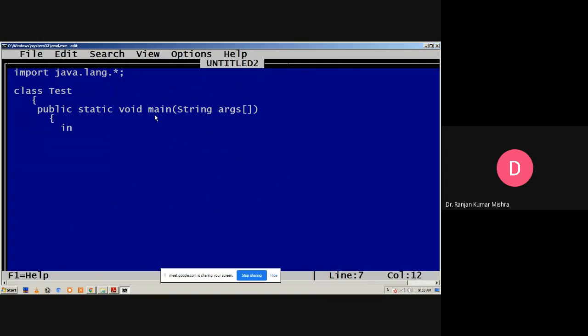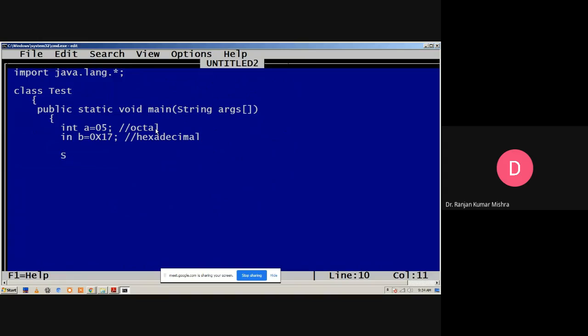Suppose int a equal to 05. That means the compiler treats the integer a as an octal. This is the octal. Now we write int b equal to 0x17. So the first is the octal literal and the second is the hexadecimal literal. Now execute the program.